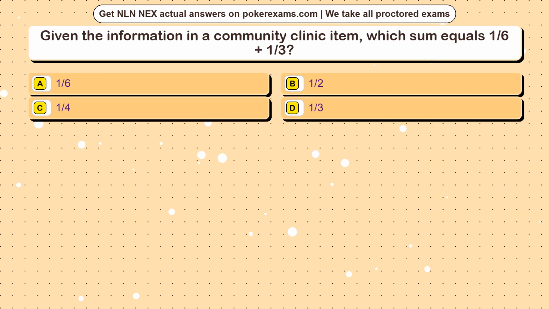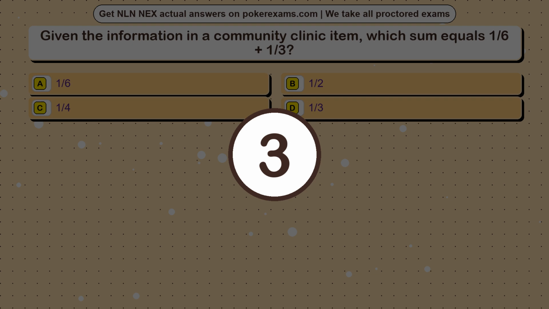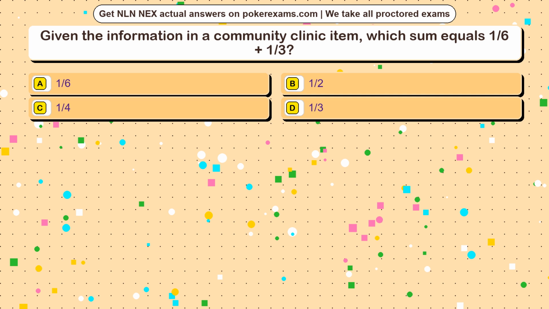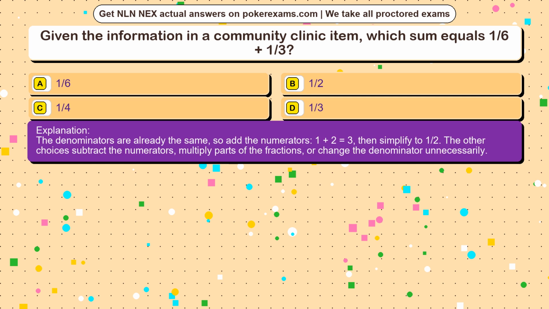Question 6. Given the information in a community clinic item, which sum equals 1/6 plus 1/3? Option A, 1/6. Option B, 1/2. Option C, 1/4. Option D, 1/3. The correct answer is option B. The denominators are already the same, so add the numerators, 1 plus 2 equals 3, then simplify to 1/2. The other choices subtract the numerators, multiply parts of the fractions, or change the denominator unnecessarily.